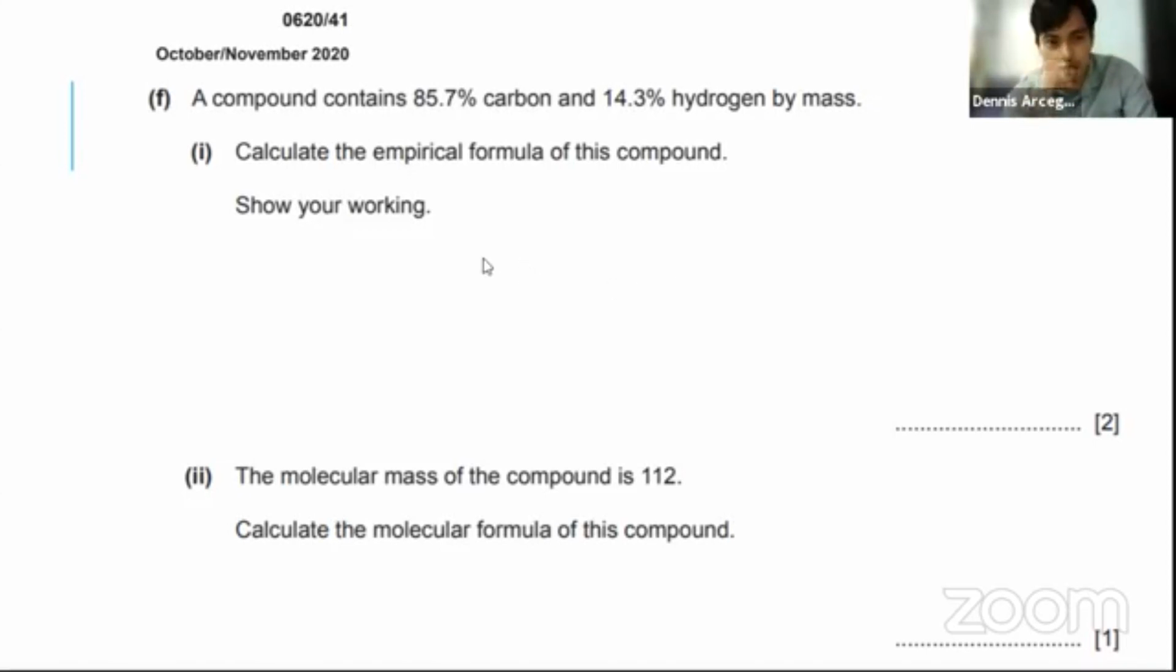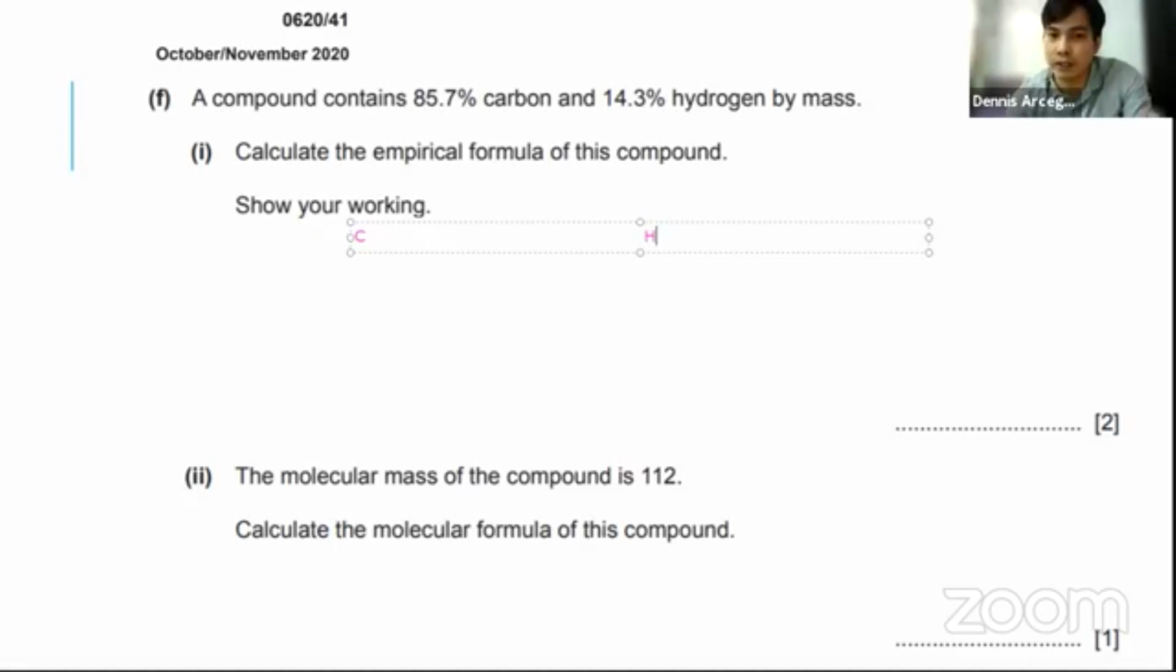But when students look at it, oh, so hard. So how can we answer this one? You can follow this step. First thing you need to do is to write the atoms present. A compound contains 85.7% carbon, so you have to put carbon first, then followed by 14.3% hydrogen. So you have to put here hydrogen like this.